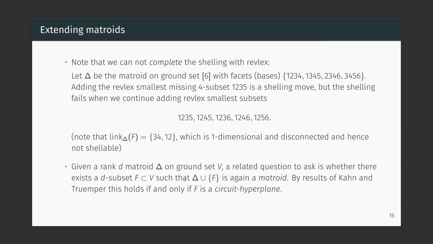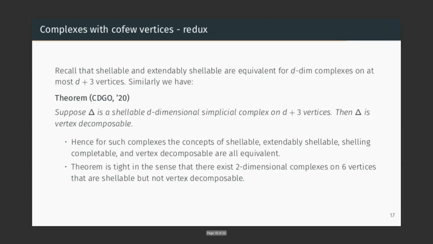I think I might skip this slide for now. But another thing we were able to prove is that we go back to these complexes with few vertices, and we already saw that shellable and extendably shellable are the same when you have a D-dimensional complex on D plus 3 vertices. It turns out that the same thing happens for vertex decomposable. So if you have a shellable D-dimensional complex on D plus 3 vertices, it's actually vertex decomposable. As far as we could tell, this was not in the literature. Maybe it's out there somewhere, I don't know.